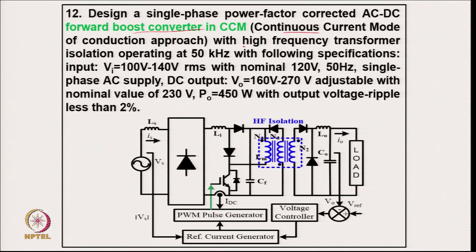conduction mode with the high frequency transformer isolation operating at 50 kilohertz with the following specification: the input voltage varies from 100 to 140 volt RMS, with a nominal voltage of 120 volt, 50 hertz, single phase AC supply, and DC output 160 to 270 adjustable with the nominal voltage of 230 volt and 450 watt, with the output voltage ripple of less than a given percent.